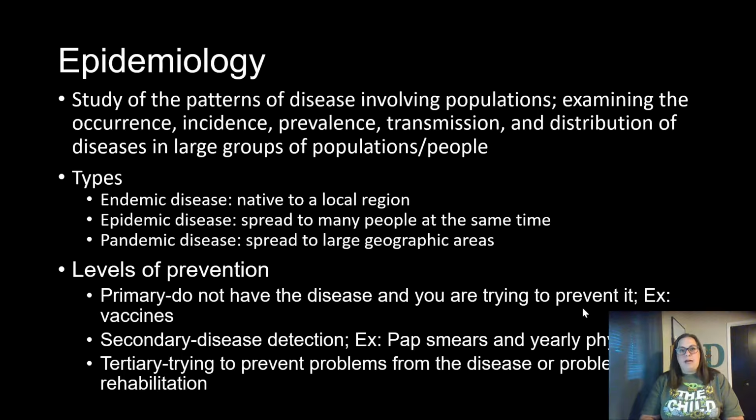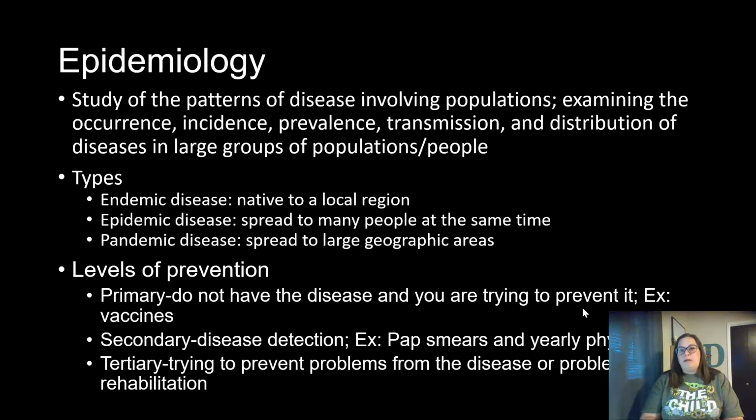Now there are different types. There's what we call endemic diseases. These are native to a local region. You'll often see endemic diseases like Lyme disease. You're going to find it in areas where those particular ticks are present. Of course, you can visit that area and bring it back with you, but it's going to be in a particular area because the mode of transmission is through the vector of a tick.